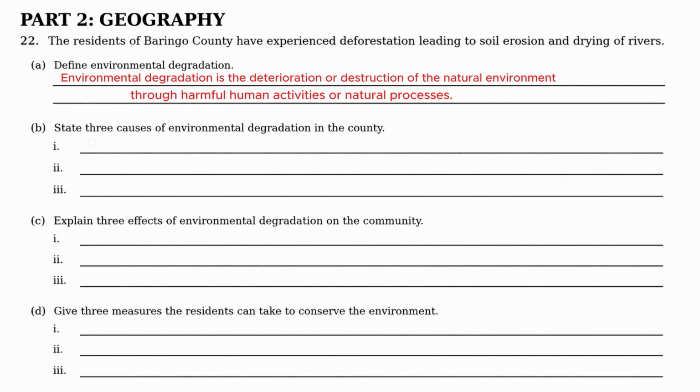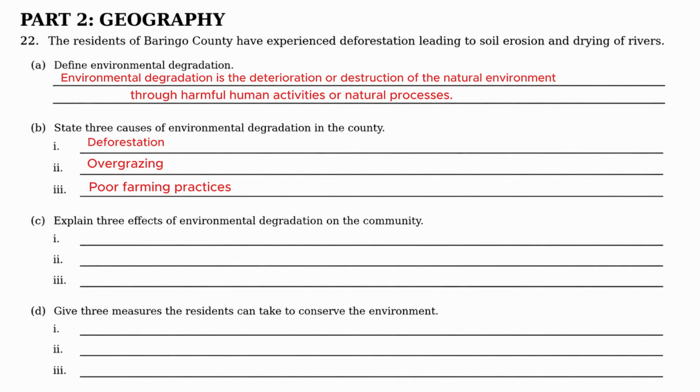Then question B, state 3 causes of environmental degradation in the county. Now here we have deforestation. The question says that there is deforestation. Then number 2, there is overgrazing. Then number 3, there is poor farming practices. You see, all these are possible causes of degradation. And then other acceptable answers may include charcoal burning, settlement expansion, forest fires, mining, and improper waste disposal. So all those are acceptable answers.